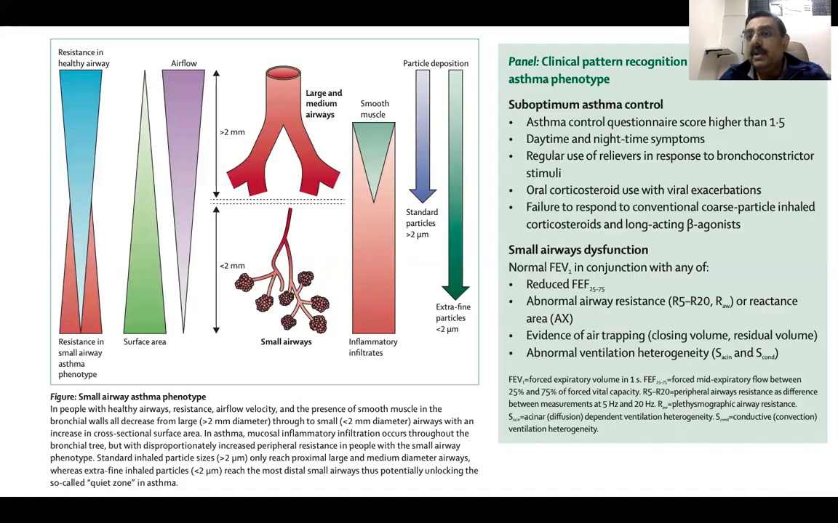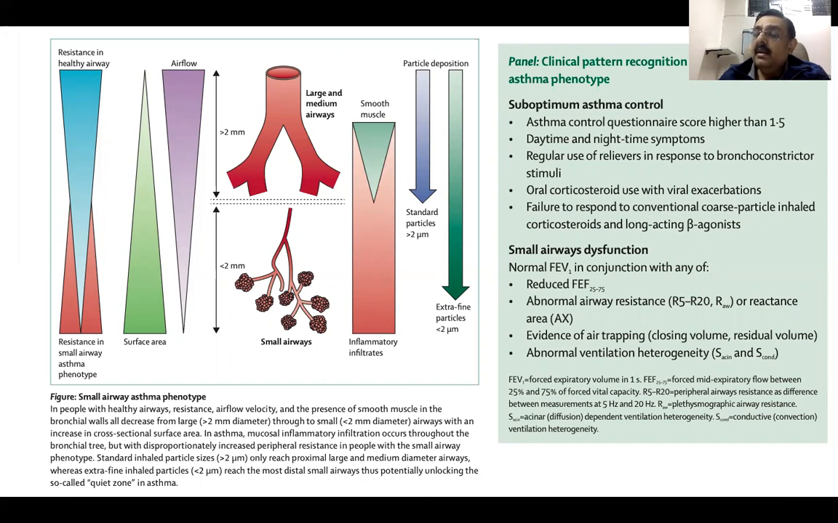Now, there's a phenotype in asthma called the small airway asthma phenotype, or small airway dysfunction. People have talked about this and realized that there were groups of adults and children who were not well controlled. They were symptomatic, but they have normal lung functions, right? And that is when people started looking at the smaller airways.